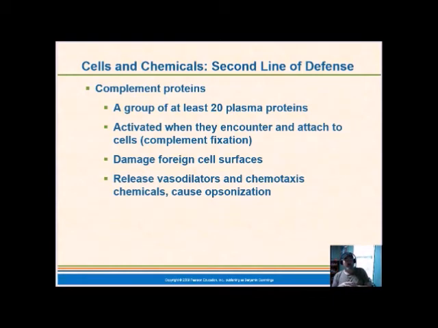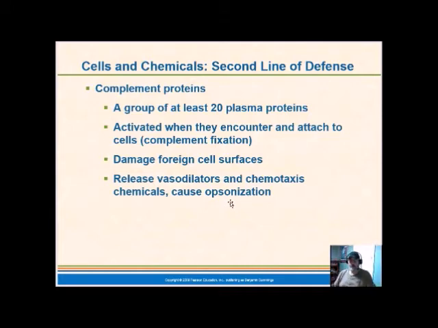And they get activated, again, by release of those chemicals, which causes a complement fixation. So we've got damaged tissue, we get chemicals that occur which cause complement fixation, and these proteins basically form a tube, almost like a needle that pokes holes in the foreign invader. So it damages foreign cells, it releases vasodilators and causes chemotaxis, and that is where the cells migrate to where there's tissue damage. It removes chemicals and causes something called opsonization.